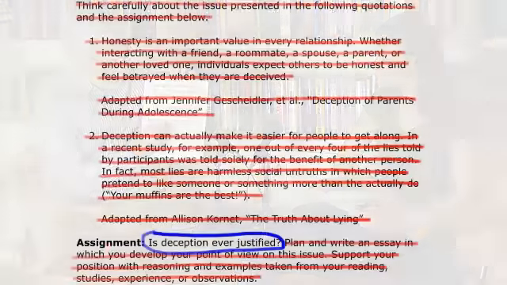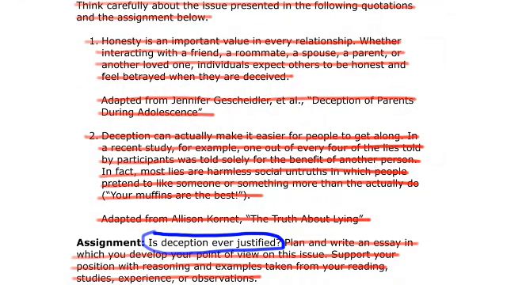The only thing you have to look at is the sentence right after the assignment. Because that's going to tell you what the topic is for this essay. So you don't have to waste any time reading the rest of it. Just go right to the word assignment and look at the sentence following it, and that's the topic you're going to be writing on. Now in this case, the topic is, is deception ever justified?